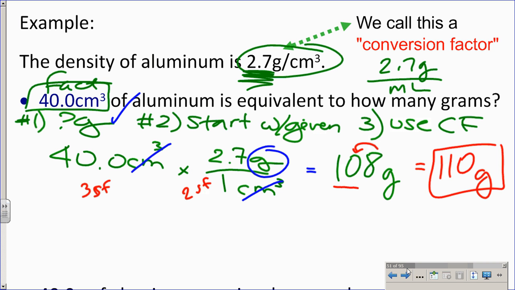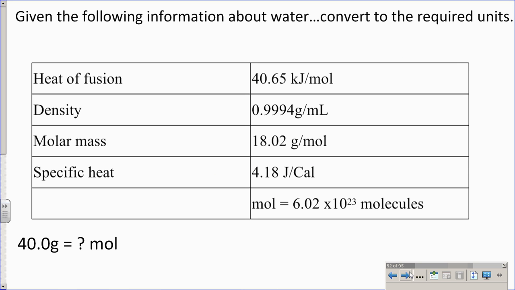Just canceling units. And I just want to go through a couple more complex examples. So look at these units. Kilojoules per mole, grams per mole, joules per calories, molecules and moles. Things that it doesn't matter what I give you. As long as you understand that you need to cancel out units, you're awesome, you're good.